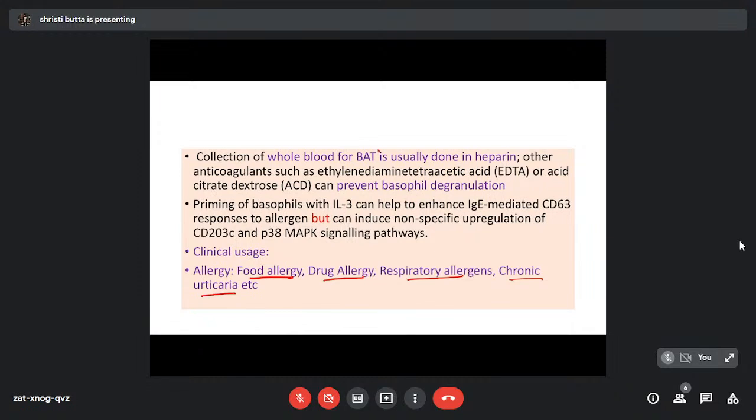The basophil activation test is usually done in heparinized whole blood, because other anticoagulants like EDTA or acid citrate dextrose can prevent basophil degranulation. Priming of basophils with IL-3 is required for basophil degranulation, because IL-3 is the priming agent for basophils. So IL-3 can potentiate the degranulation and allow the expression of CD63. However, it also causes a non-specific upregulation of CD203. So keeping that in mind, we should go in for priming the basophils with IL-3.